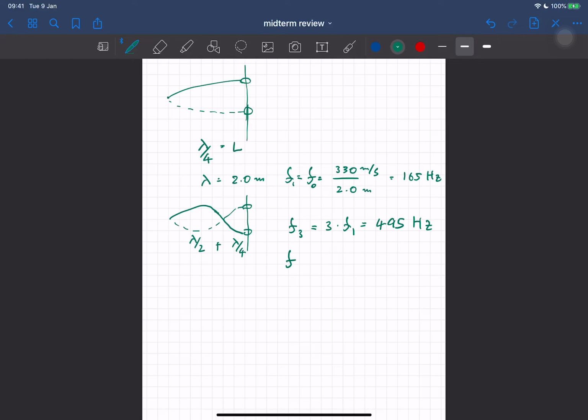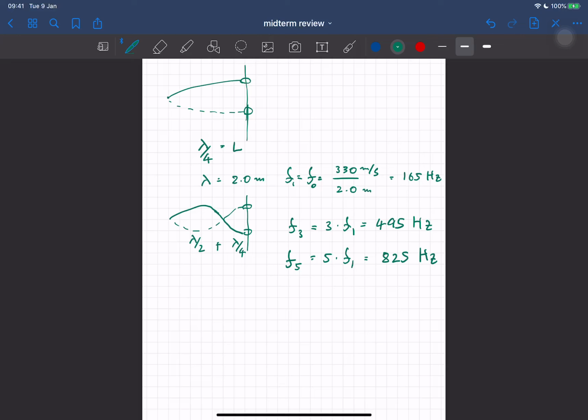And the next one, again, we skip the even harmonics. F5 will be 5 times F1. So that's going to be 825 hertz. So this is the answer for the second part of the problem, which is the lowest 3 frequencies of the standing wave that can happen when one end of the pipe is closed.